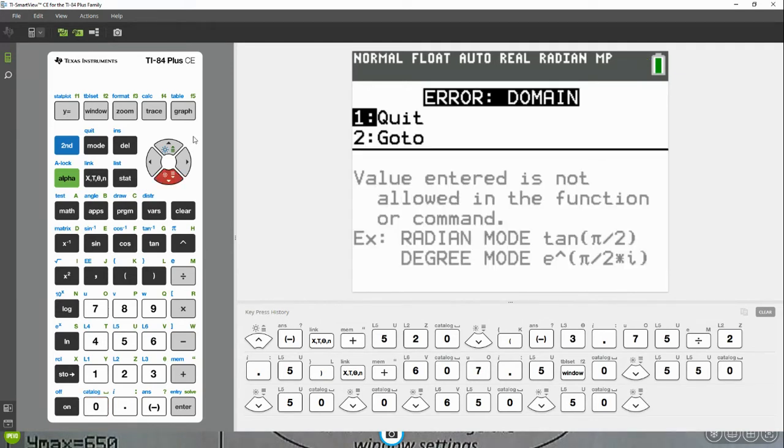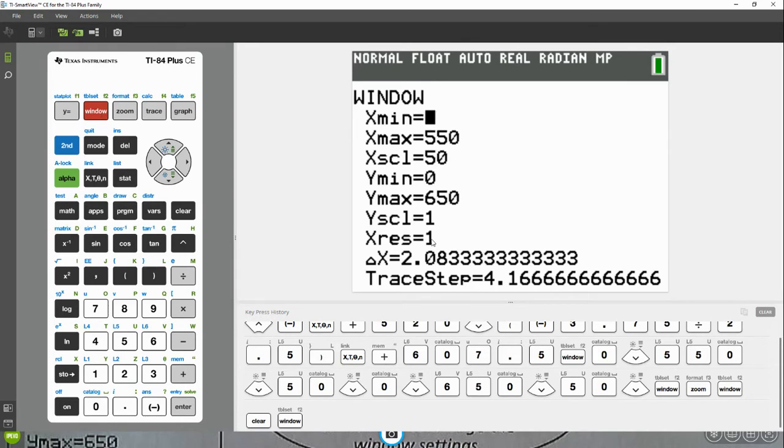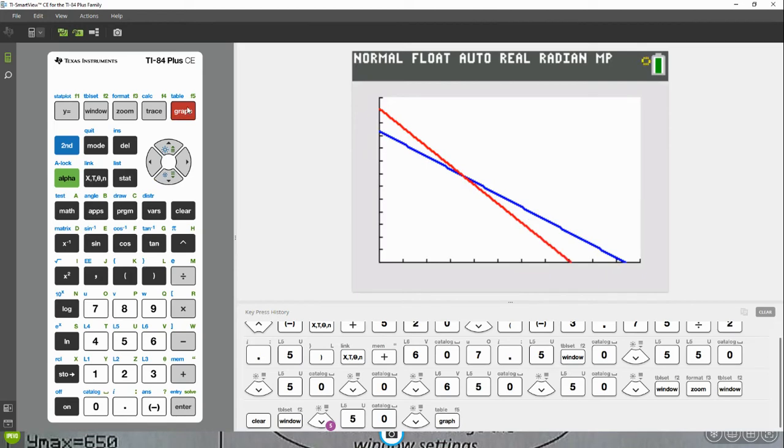And my, oh, whoa. Okay, whoa, what happened there? Okay, that did not happen with my regular calculator. Okay, so I'll just go back to my window settings. And my resolution is 1. Okay, perfect. That's what I wanted. So we'll just check in 0, 550, 50, 0, 650. Oh, no, my Y scale I need to fix. Y scale is supposed to be 50. Resolution's 1. Perfect. Okay, so once I have changed those window settings, now I can hit graph.